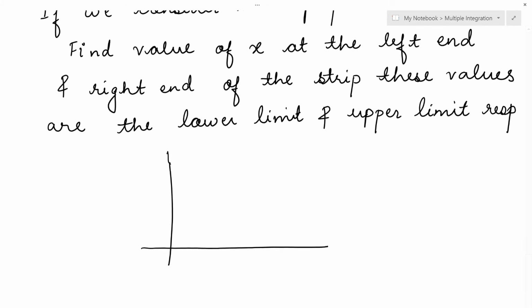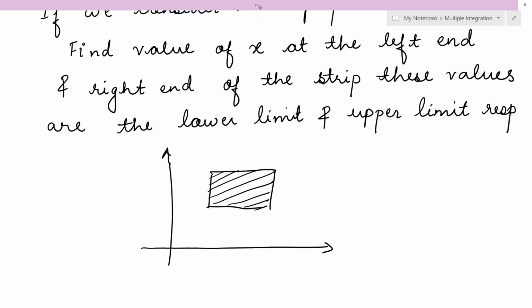This is your XY plane. Again, the same region I will consider. Maybe this won't be the common region. You'll have some different region. So this is the common region of intersection. So in this case now we are considering a strip parallel to x-axis. So this is my strip now. Make a note of this.